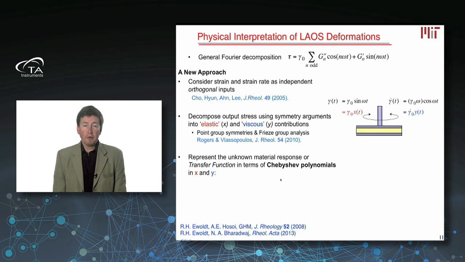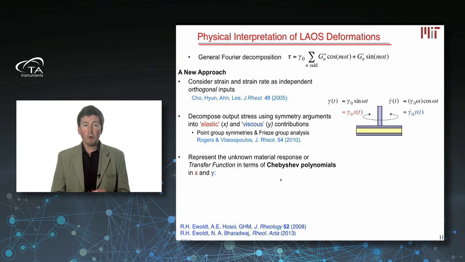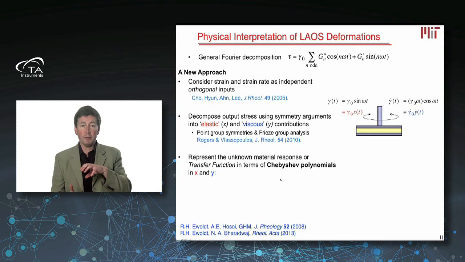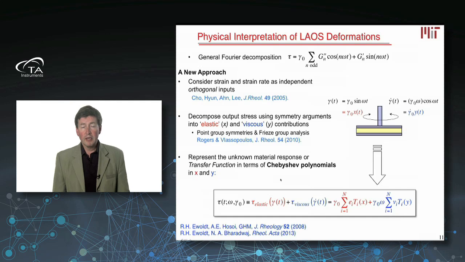Okay? And so your unknown material, which is the sample in yellow here between your parallel plates or your cone and plate, is really an example of what a mechanical engineer would call a transfer function, or its material response connects the strain input and the stress output of the material. And so I'm going to write that in terms of a set of polynomials that people call Chebyshev polynomials. And they're given the symbol T, typically.